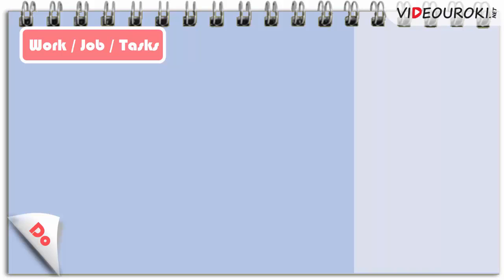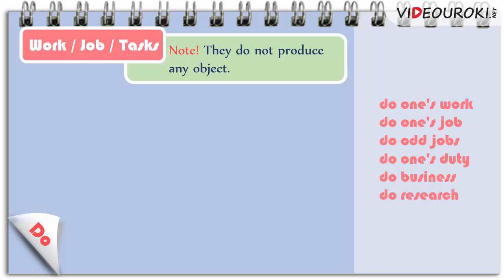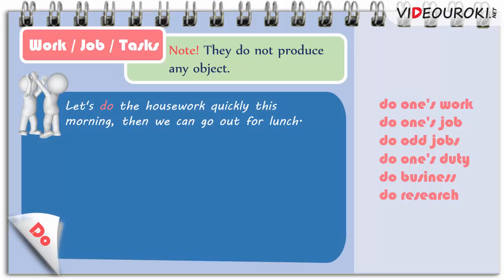Do is used when talking about work of any kind, jobs or tasks. Note that they do not produce any object. Do one's work, do one's job, do odd jobs, do one's duty, do business, do research. For example, let's do the housework quickly this morning, then we can go out for lunch.